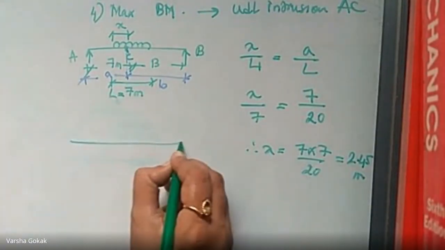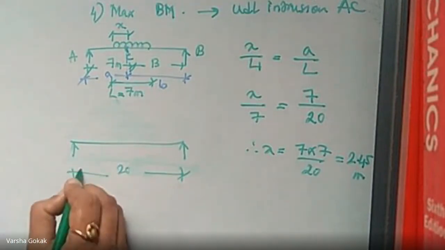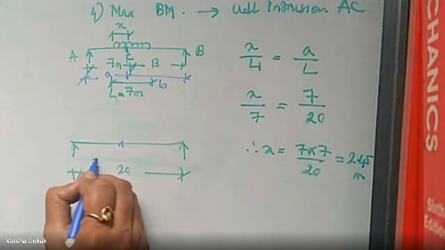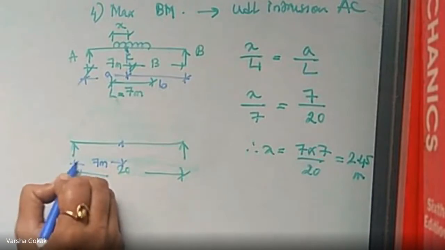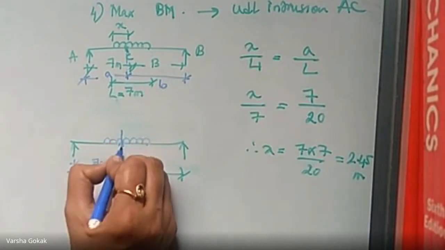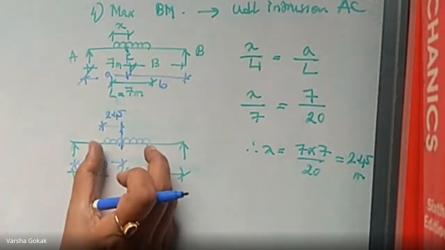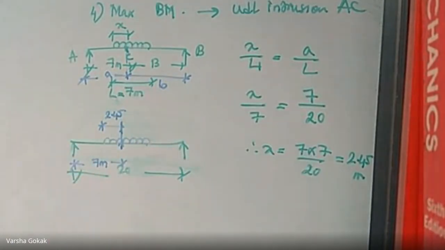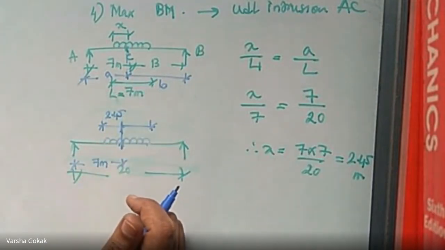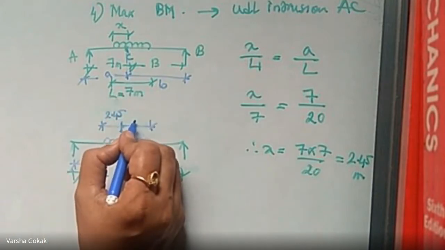Okay. So now if I draw this beam, this total is 20. Correct. And then there is this point C, which is at 7 meters from this end. We are aware of that. On that, I will place the UDL such that this distance is 2.45. You found, no? 2.45. And 7 minus 2.45 is how much? That would be this. 7 is this. 7 minus 2.45 is how much?